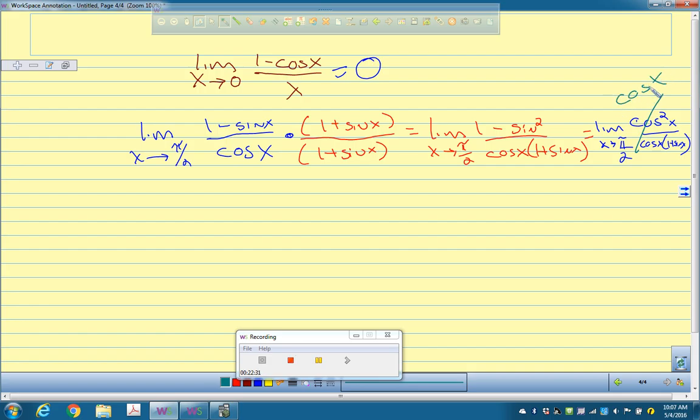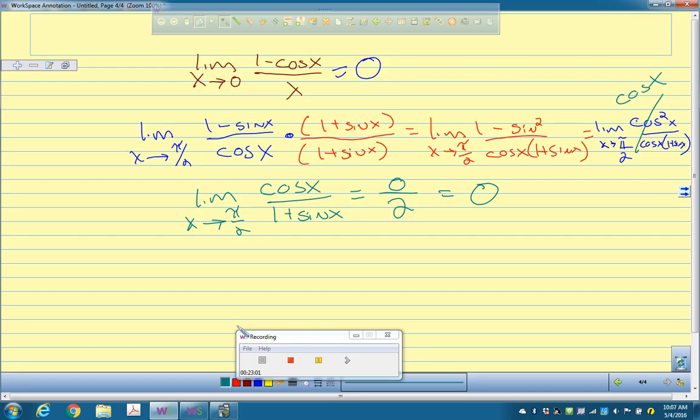So I have the limit as x goes to pi over 2. Once I cancel one of those cosines out, I'm left with cosine x over 1 plus sine x. What's the cosine of pi over 2? 0. And what's the sine of pi over 2? 1. And 1 plus 1 is 2. What's 0 over 2? 0. So all that work just to get that the answer is 0. But that's what the answer is, algebraically.